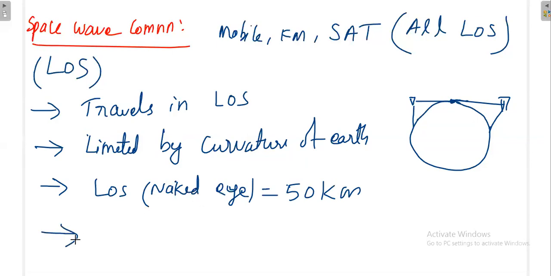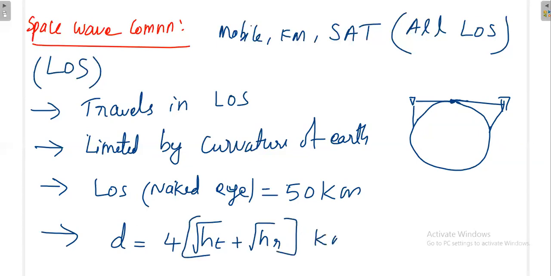But our FM signal will go to a longer distance, because for FM and all, we are using both the transmitter as well as the receiver. Once you use a transmitter and receiver, your line of sight will be still greater than 50 kilometers. So the line of sight when you use transmitter and receiver is simply 4 square root of HT plus HR.